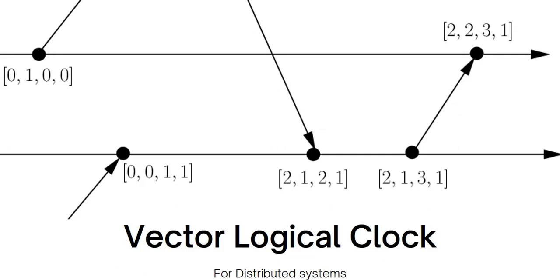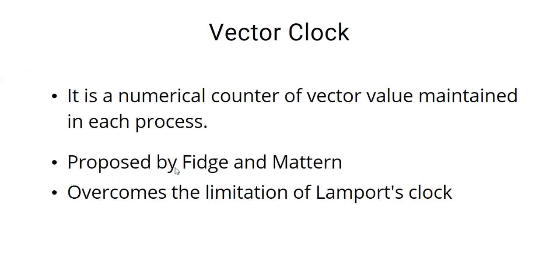Welcome to the video lecture on vector logical clock for distributed system. In the previous video, Lamport's logical clock was explained with limitations. There are a few limitations, such as Lamport's logical clock cannot establish the concurrent relationship between events. In order to overcome that limitation, vector clock was introduced.